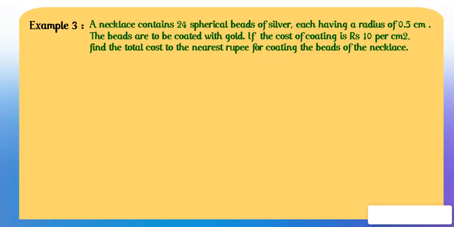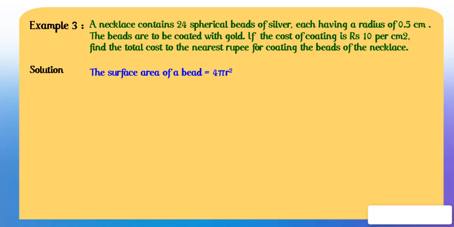Let's take the next example. A necklace contains 24 spherical beads of silver, each having a radius of 0.5 centimeter. The beads are to be coated with gold. If the cost of coating is ₹10 per centimeter square, find the total cost to the nearest rupee for coating the beads of the necklace.